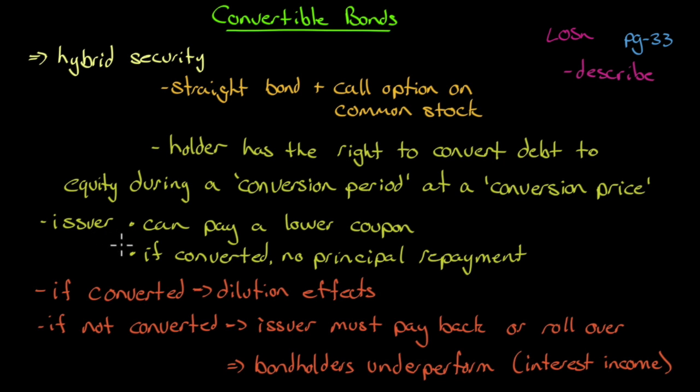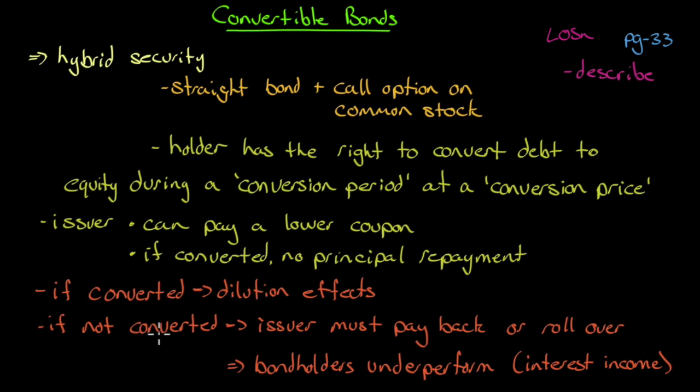The issuer, for issuing a convertible bond, gets away with paying a lower coupon because the issuer is delivering value, that call option on the common stock. That's not the issuer call option. That is the holder's call option on the common stock. It's like having a puttable bond, except now they can put it for stock at a specific conversion price that has value for the holder. The issuer can pay a lower coupon, lower financing costs, lower cost of debt. If it's converted, here's another benefit, no principal repayment. However, if it is converted, there is a dilution effect.